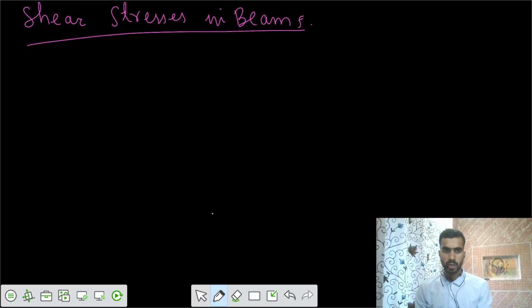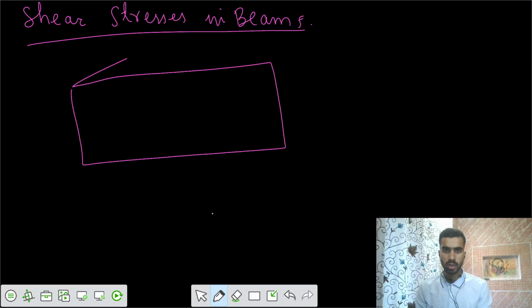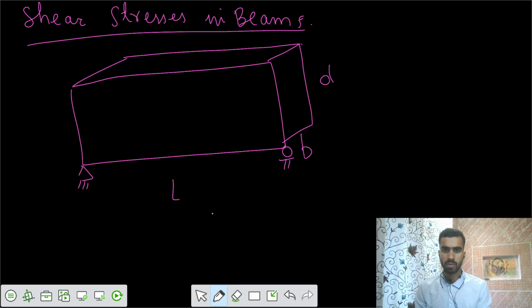So you have some beam, you take some beam. Let's say this is some beam. We have the dimensions b, d, L, and you have some support, a simply supported beam. Let's go to some point at a distance of x. You take some point anywhere, because civil engineering is all about statics.